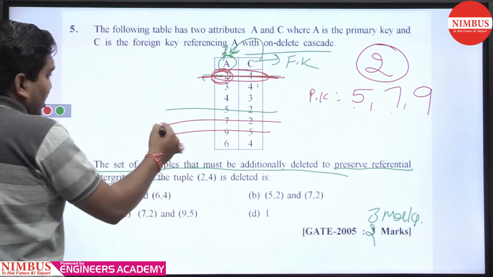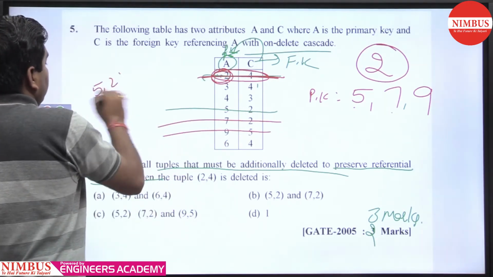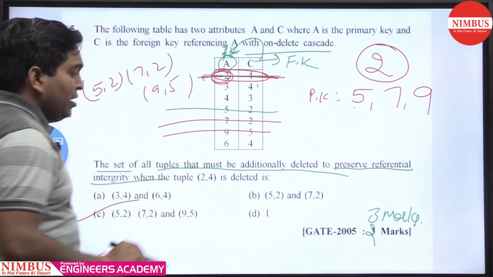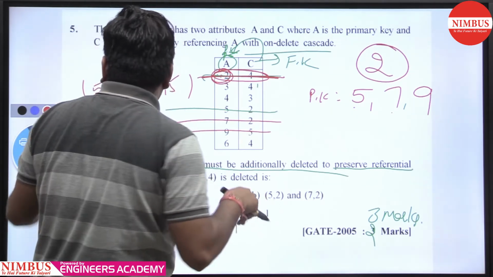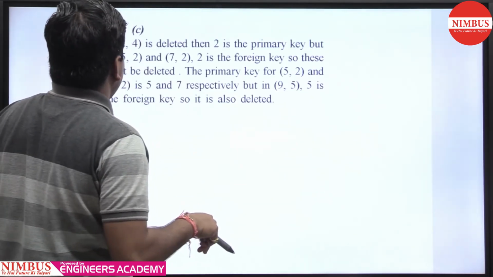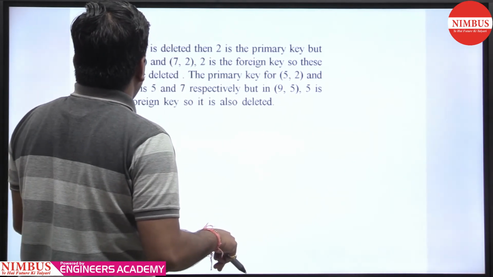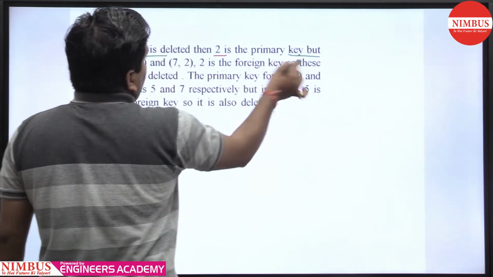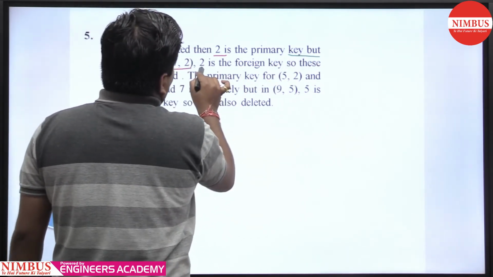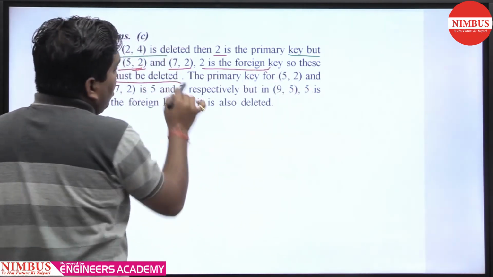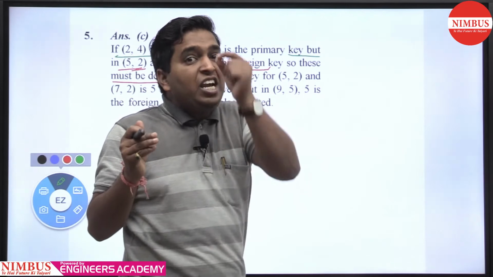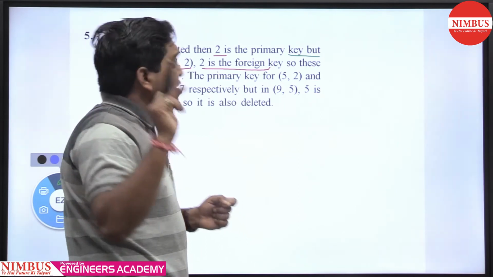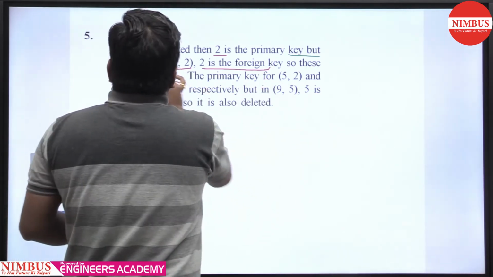So the additional tuples deleted are 5 2, 7 2 and 9 5. Getting my point? 5 2, 7 2 and 9 5. Here you can see, when the tuple 2, 4 is deleted, 2 is the primary key, and it is present in 5 2 and 7 2 as the foreign key, so those must also be deleted. What is the primary key? 2 is the primary key used in the foreign key. So to maintain the referential integrity we delete those keys in the foreign key also. So 5 2 and 7 2 are deleted.